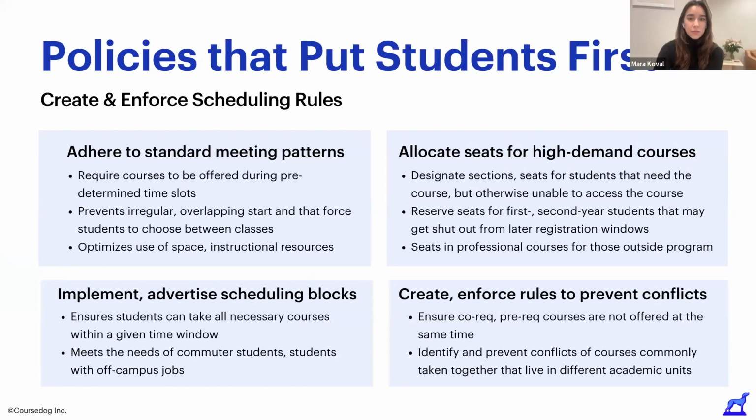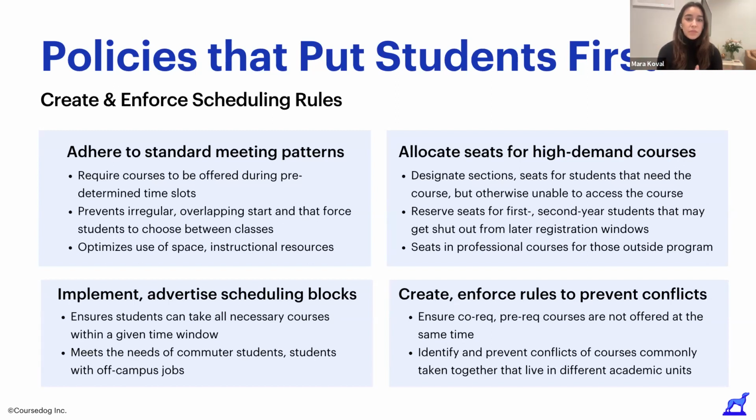Awesome. So using data to inform the course scheduling process is just one tool that we can use for promoting course accessibility. We can also create and promote scheduling policies to ensure certain detrimental scheduling practices aren't even allowed in the first place. First, one of the things that we always work with our partners on is building out and enforcing standard meeting patterns. These ensure that all courses adhere to a standard set of times so that courses aren't offered during overlapping times that could create conflicts for students. And this also ensures that students don't have to choose between courses and helps to optimize the utilization of your space.